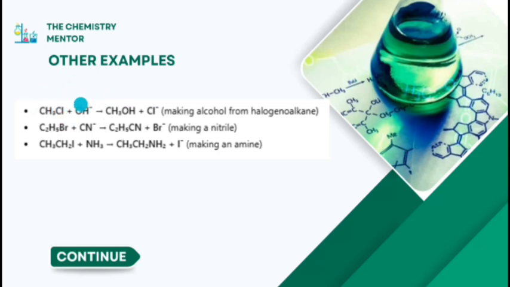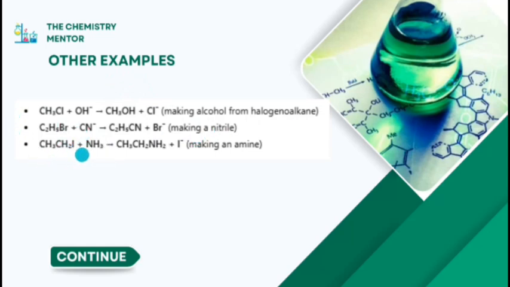when the halide ion is removed. So what will be the product? It will be methanol, making an alcohol from a halogenoalkane. The second one, in which CN negative is reacting and acting as a nucleophile, so Br will be removed, making a nitrile.